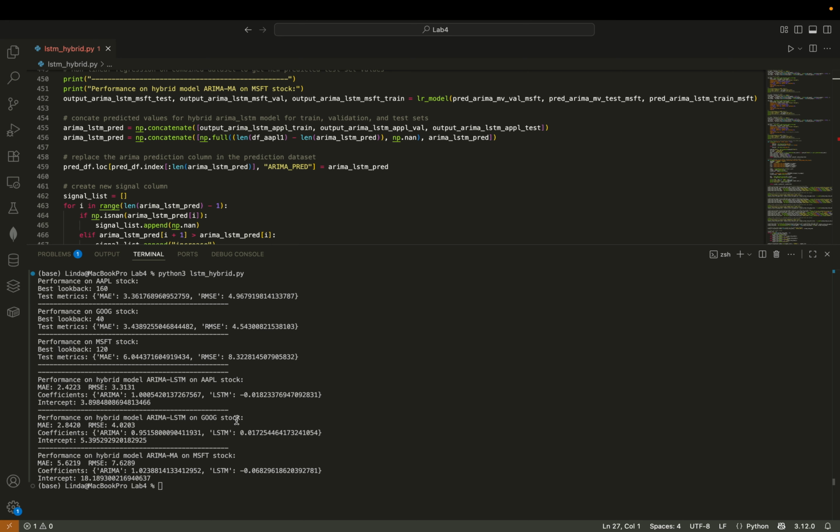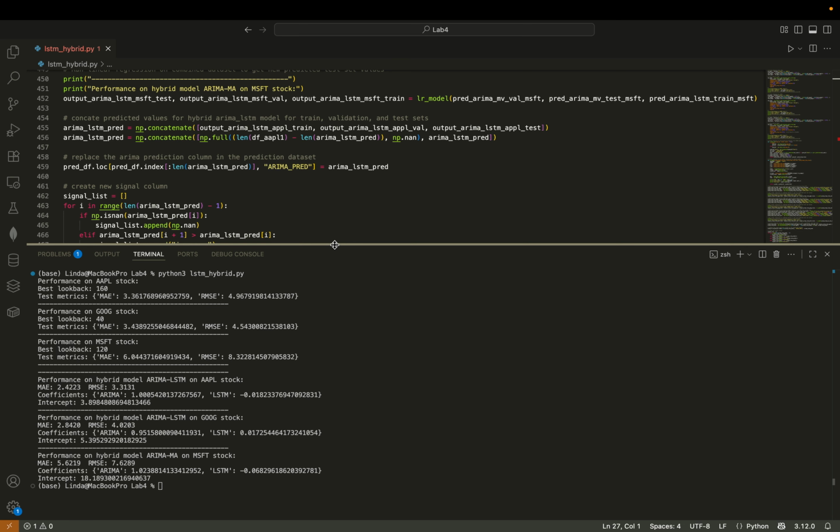For Google stock, the hybrid ARIMA LSTM results in the MAE of 2.842 and RMSE of 4.0203. For Microsoft stock, the top two models are ARIMA and the moving average. So we implement the hybrid model of ARIMA moving average, and that results in the MAE of 5.6219 and the RMSE of 7.6289.